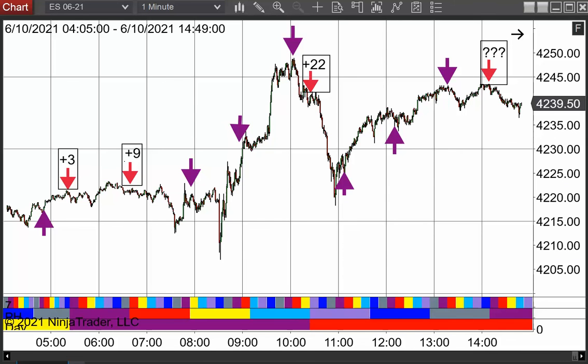So that'll be all for today. Tomorrow I'll come back and we may discuss this a little bit more in depth and see where some of these arrows come up later in the day, overnight trading and stuff like that.